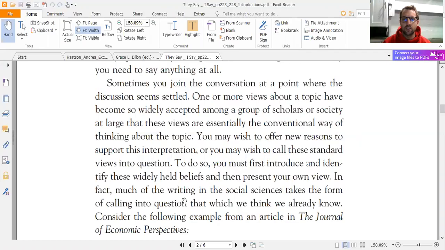You're bringing this together. So you could say, well, there's nothing new to this, but there is something new in my way of thinking, right? The way I see this information, my interpretation is what's significant about this, right? And so that's really important. And they say in the next sentence, to do so, you must first introduce and identify these widely held beliefs, and then present your own view, right?